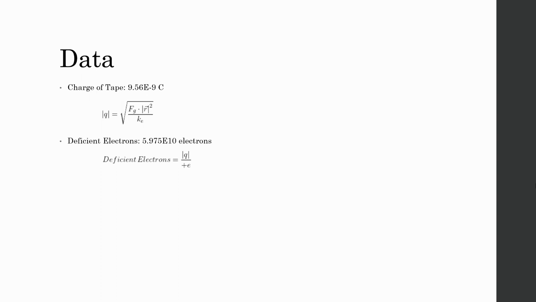We previously determined the gravitational force and can calculate the charge of the tape, which is 9.56E-9 coulombs. The number of deficient electrons can be determined by dividing the charge by 1.6E-19 coulombs, which gets us 5.975E10 deficient electrons.